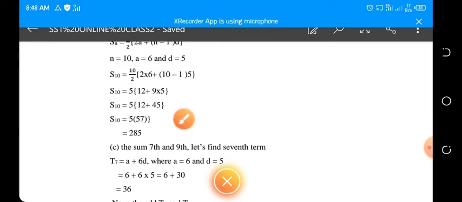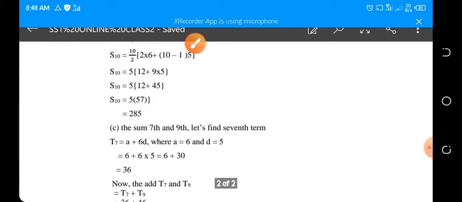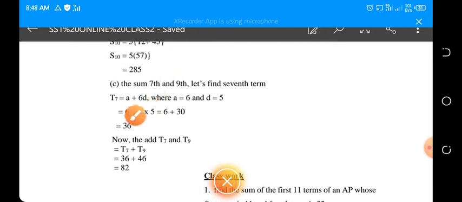And we've gotten the value for T9. Let's quickly find the 7th term. Our 7th term has this formula: T7 equals A plus 6D, and our A still remains the same as 6, and D still remains the same as 5. When you put it here, 6 plus 6 times 5 will give us 36. That's it now. And the question is, find the sum of the 7th and the 9th term. We now add it together, T7 plus T9. We have 36 plus 46, and that will give us 82.